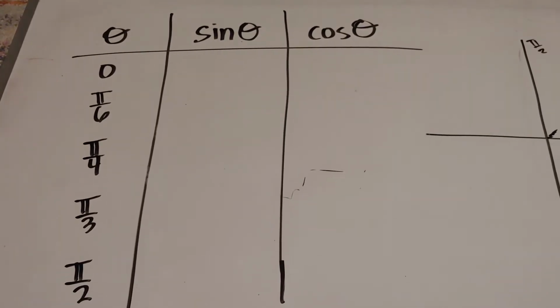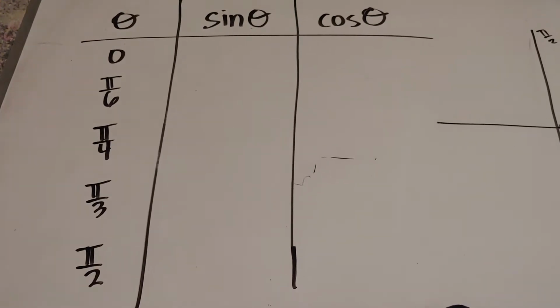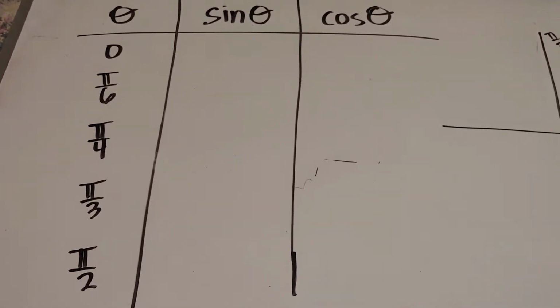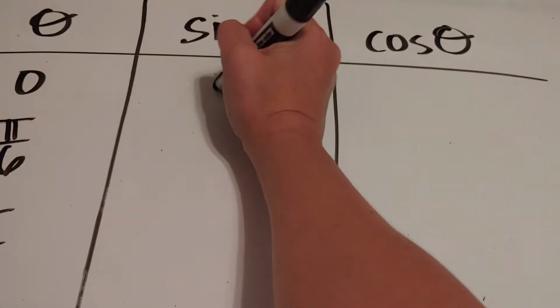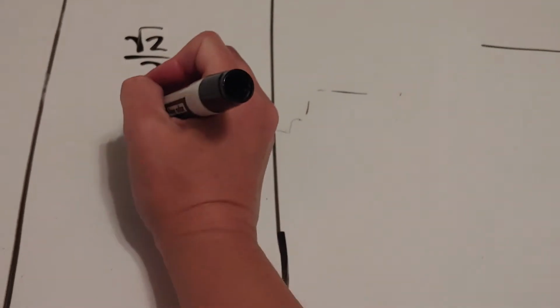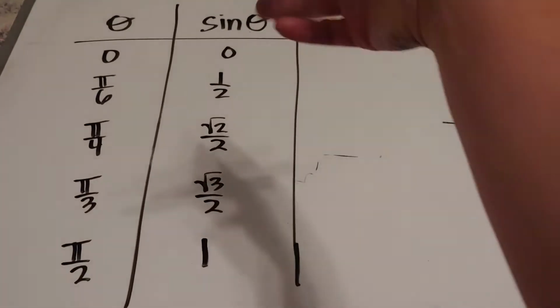Okay, so you should know sine and cosine for 0, pi/6, pi/4, pi/3, and pi/2. You should be able to just rattle these off. So I'm going to write them down for you. For sine, it's 0, 1/2, root 2 over 2, root 3 over 2, and 1. Boom, that is sine.